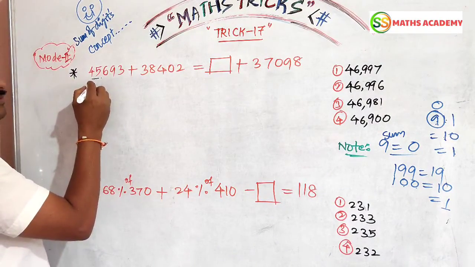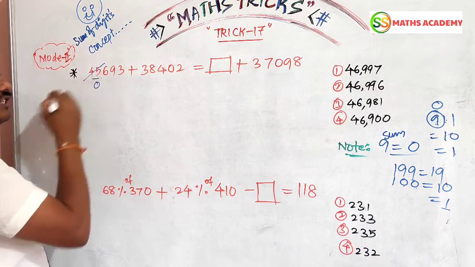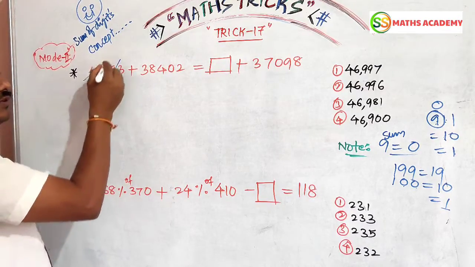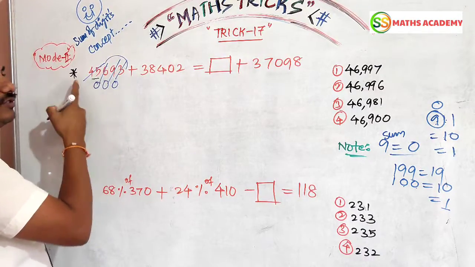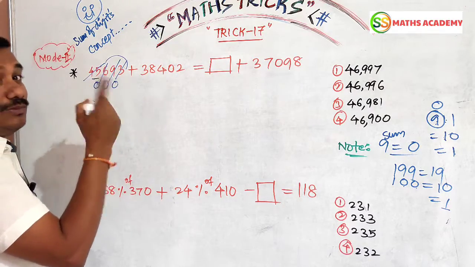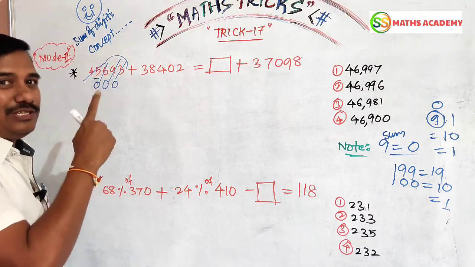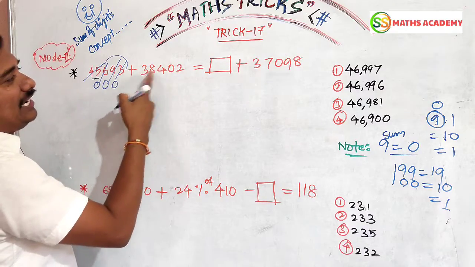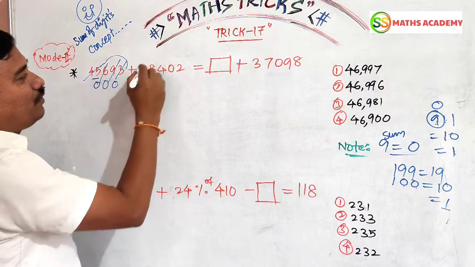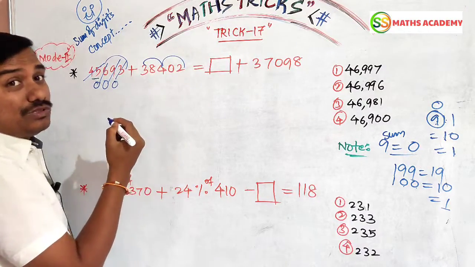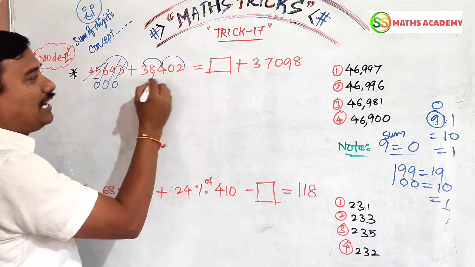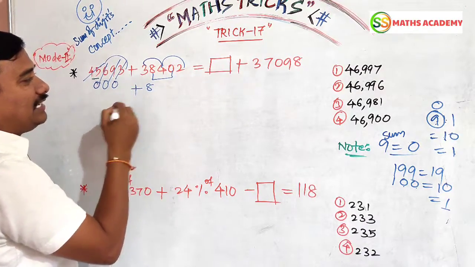Now come to the point. 4 plus 5 is 9, it becomes 0. Here 9 becomes 0. 6 plus 3 is also 9, which becomes 0. All these digits are 0, because 9, 9, 9 means 0, 0, 0. In the next one also, are there any 9s? 4 plus 3 is 7, 7 plus 2 is nothing but 9, which becomes 0. 8 plus 0 is 8 only.